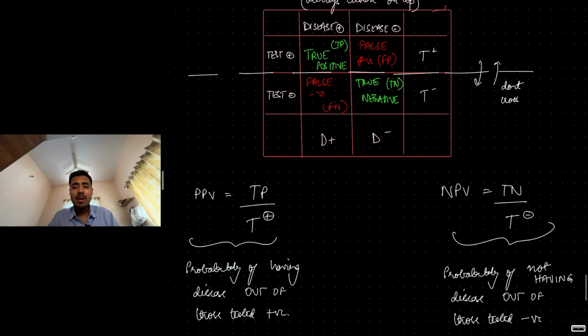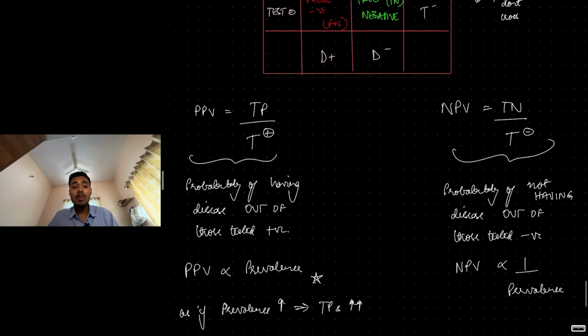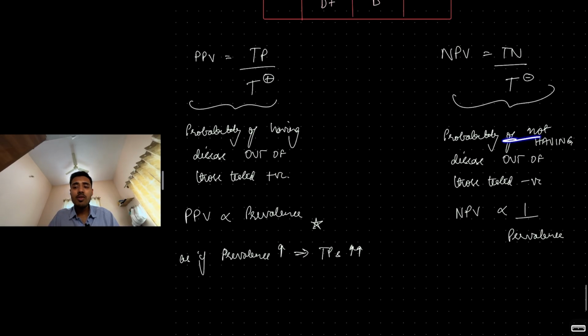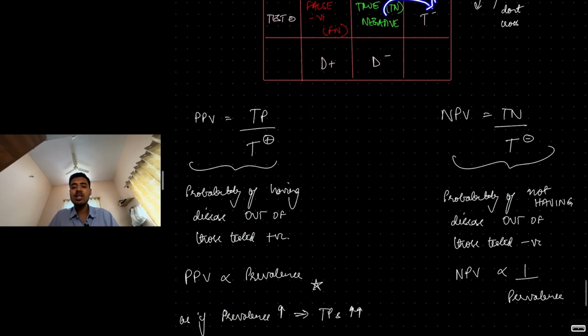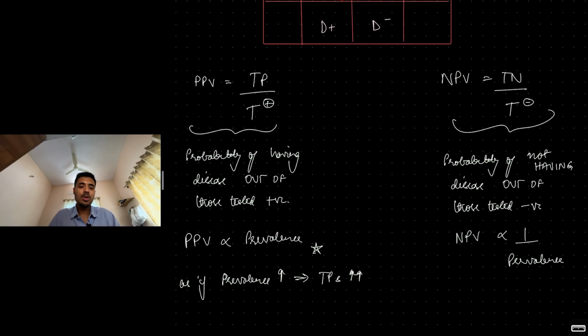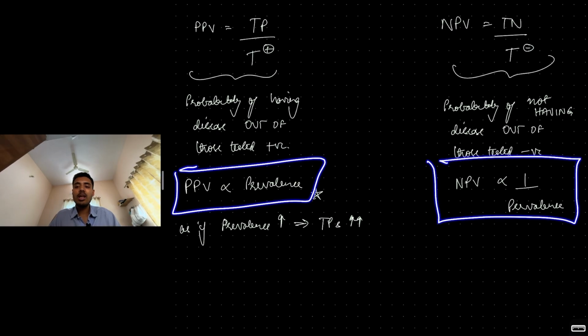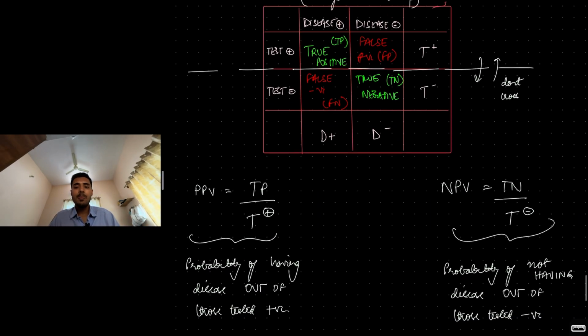Similarly, negative predictive value: true negatives out of those who have been tested negative. So who are true negatives? True negatives are healthy. The probability of not having the disease, or the probability of being healthy, out of those tested negative is negative predictive value. Positive predictive value is directly proportional to prevalence. Negative predictive value is inversely proportional to prevalence. Okay, understood? So basically that's it.